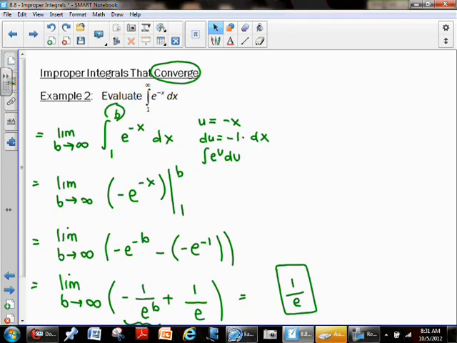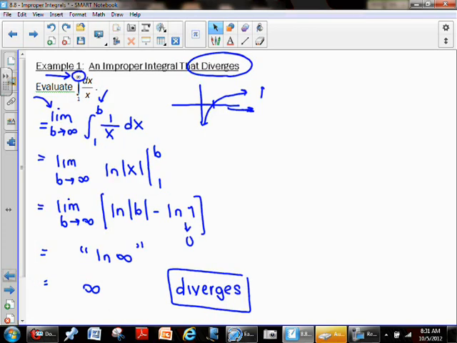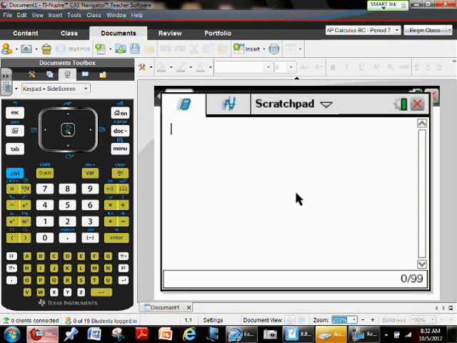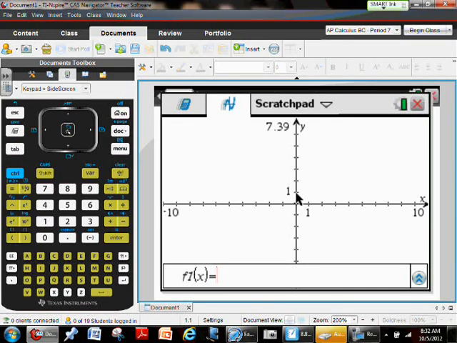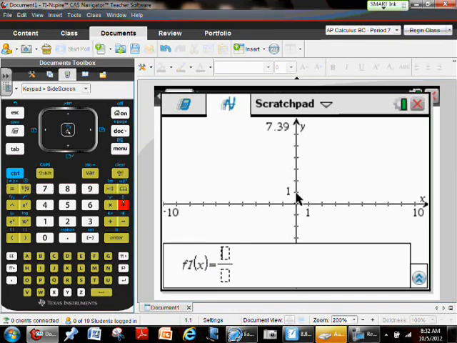Now, one thing I would like to do is go back and revisit for a moment the integral that we did in example 1. I think what would be really interesting for you to see as I end this discussion is what the sketch of the graph of 1 over x would look like, and what happens when we try to integrate from 1 to infinity. So I'm going to use the TI-Nspire CX CAS and graph the fraction 1 over x, and we'll take a look at that.